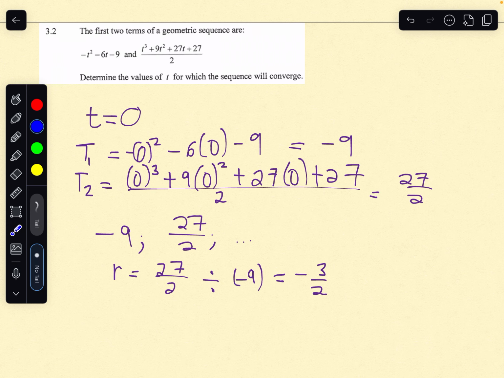Right? Anyway, the more important thing here, before my rabbit hole, is we are trying to find the value of t such that this divided by this, the r, is going to be between minus 1 and 1. Okay, so let's do this.